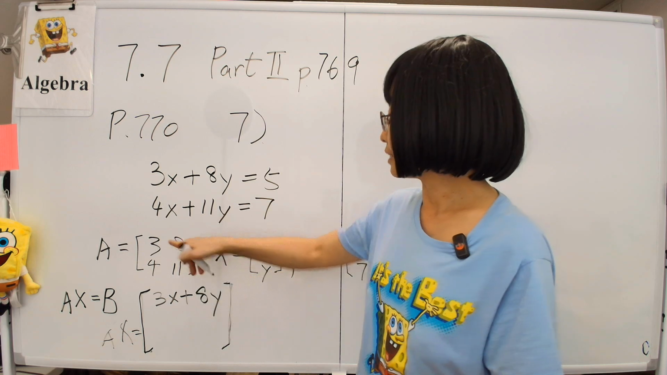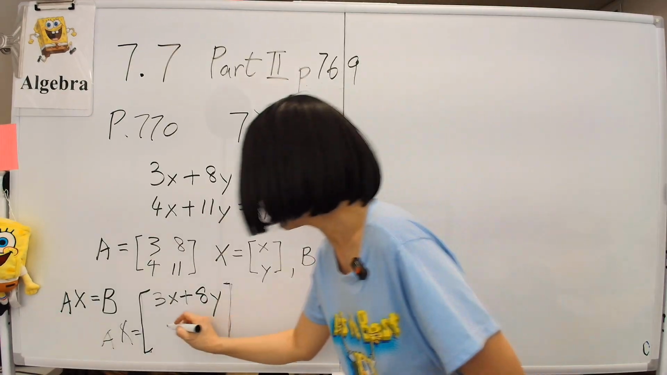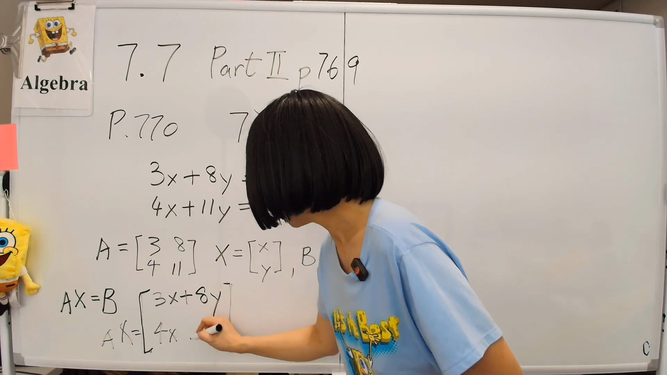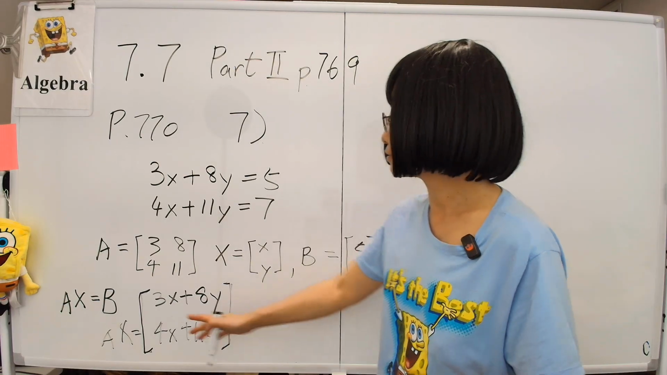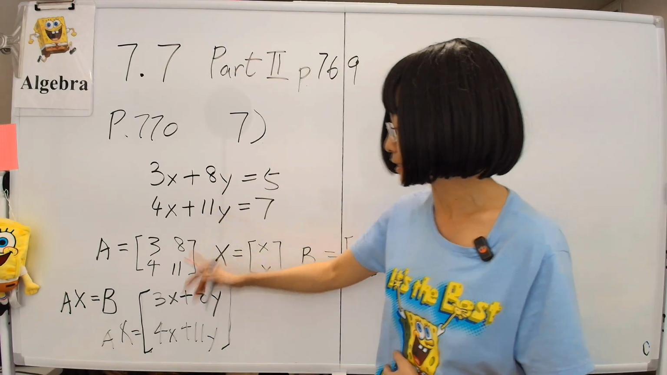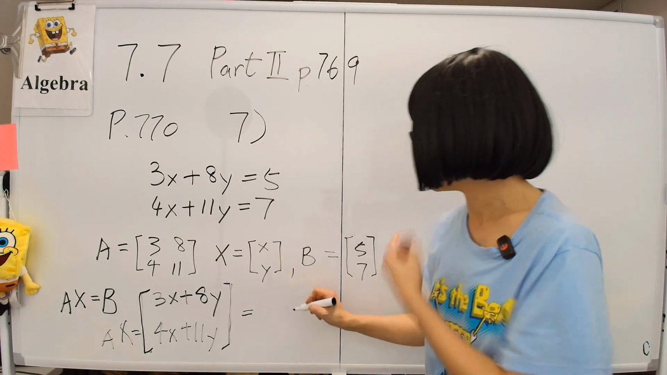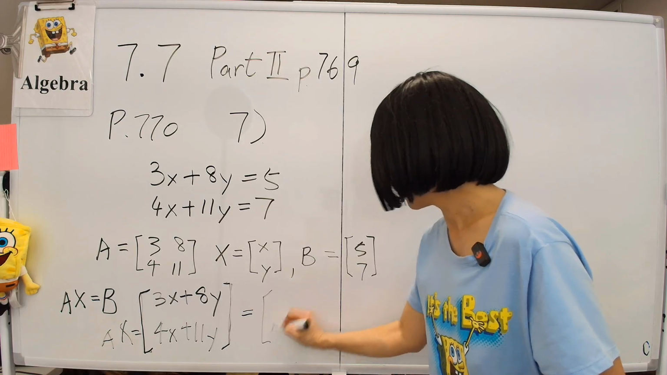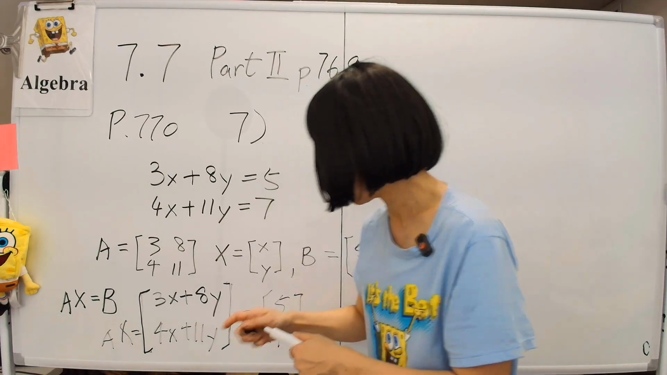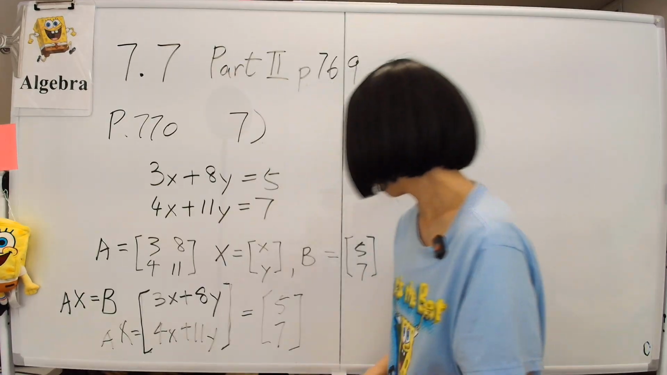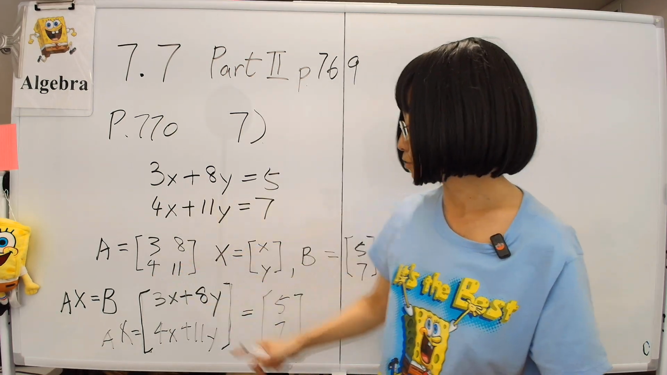So this is the first row times the first column. The second row times the second column is 4x plus 11y. As a result, as you can see, AX is this thing, and that equals B. B is exactly this, 5, 7. I will change marker. And so as you can see, this is where the equation AX equal to B comes from.